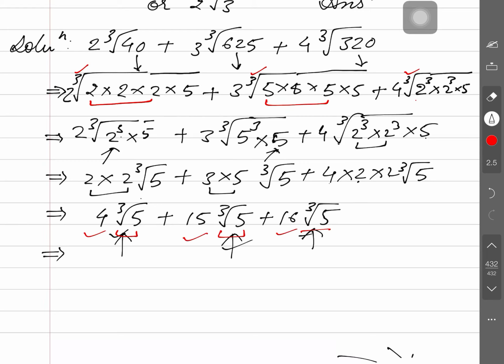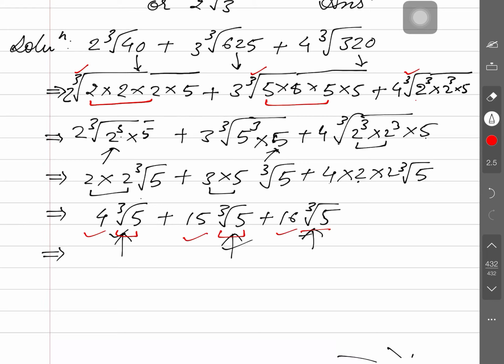It's 4 times written here in the first step, and in the second 15 times. So 4 times plus 15 times. How much is this? It's 19 times that will come here. It's 19 times, indices 3, radicand 5, and this is 16 times. Is that clear? And any quantity when added, 19 times and 16 times, how many times will it be? 35 times it will come here, indices 3, radicand 5. This is your answer. This is the simple method to solve this type of question.